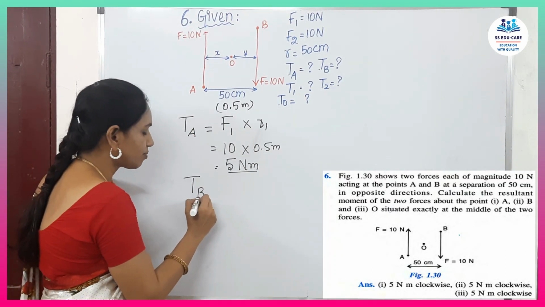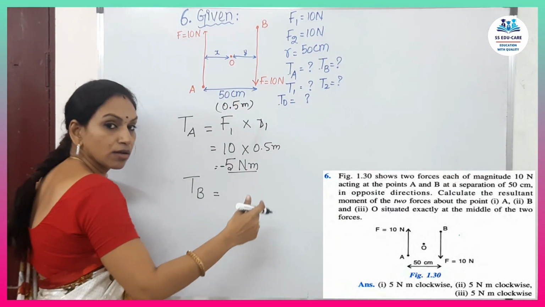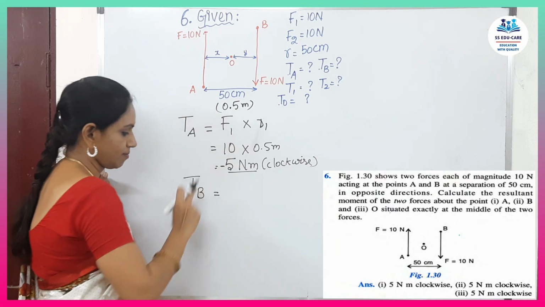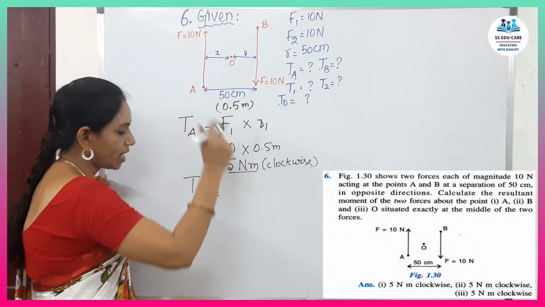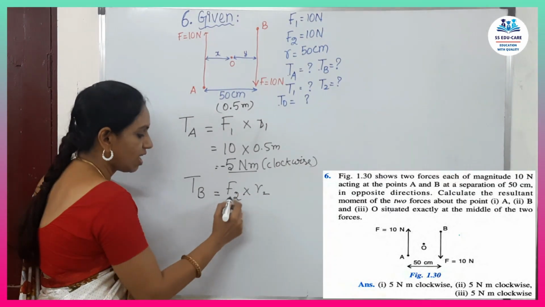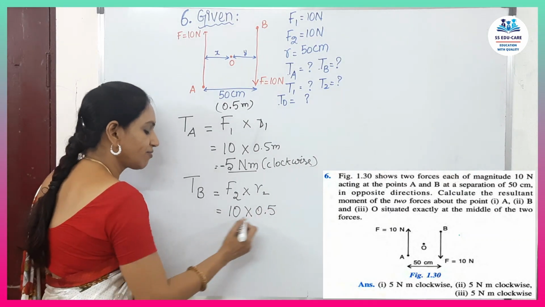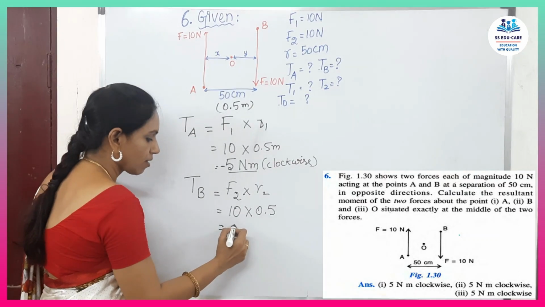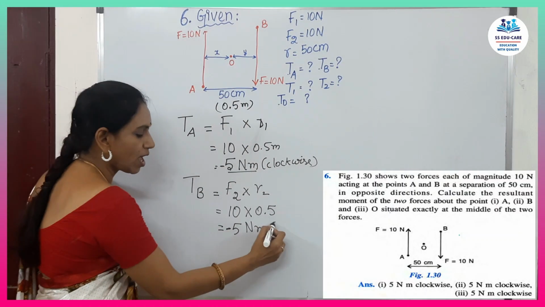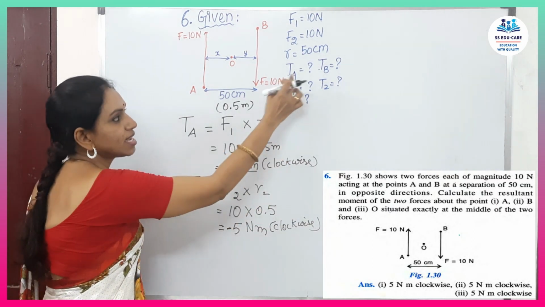Next, moment of force at point B is equal to, so this is moving in the clockwise direction. So I am giving the sign convention minus. τB, that is moment of force at point B, is F2 into R2. F2 is also 10 into R2 distance, which is 0.5 meter, which is 5 Newton meter. This is also going clockwise only, so I am giving minus sign. Clockwise. So we have got τA and τB.